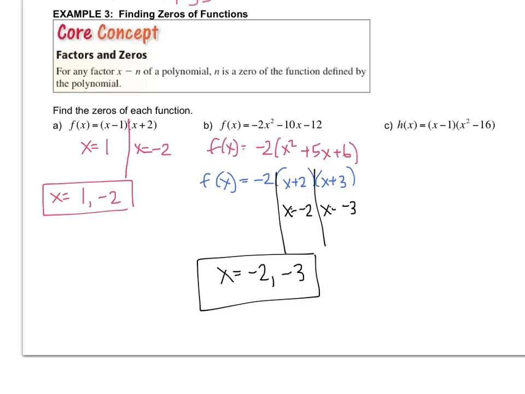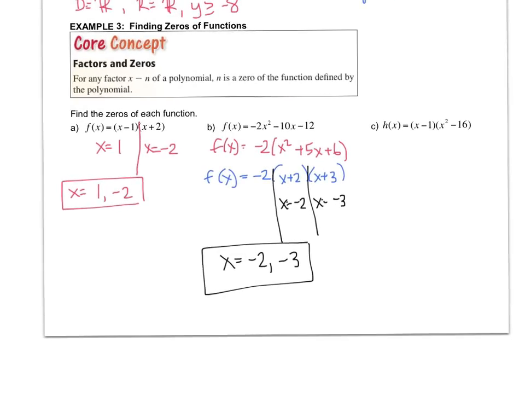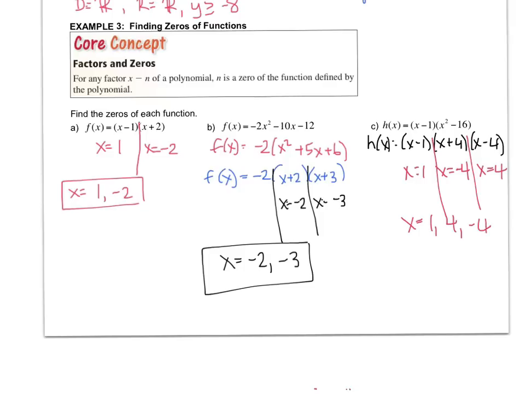Letter C looks like it's in factored form, but it's not because this is a difference of 2 squares. So I'm going to zoom out a little so I have a little more space, and I have to factor it. So h of x equals x minus 1 times, this is x plus 4 times x minus 4. Hope you remembered how to factor. So let's drop, and this would be x equals 1. This is x equals negative 4, and this would be x equals 4. So this would have zeros of x equals 1, 4, and negative 4. Doesn't matter the order you put them in.